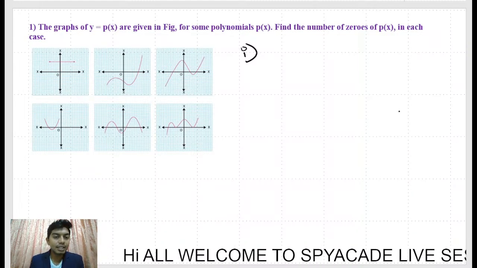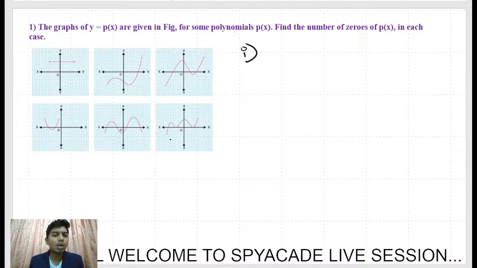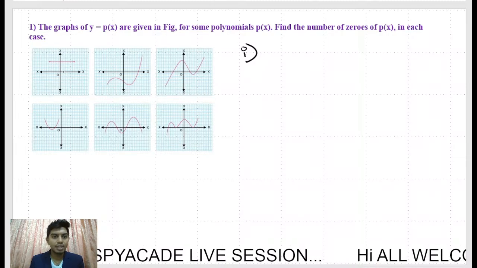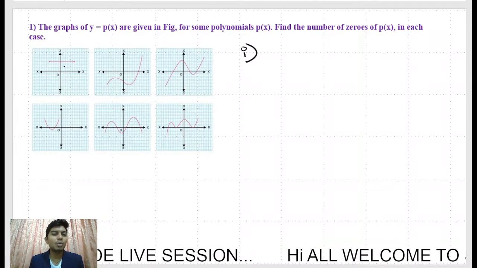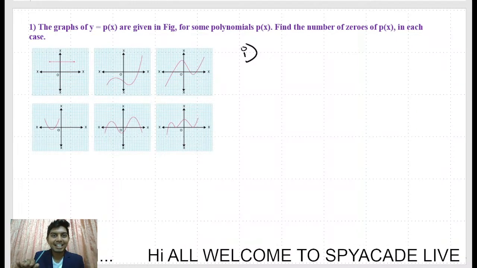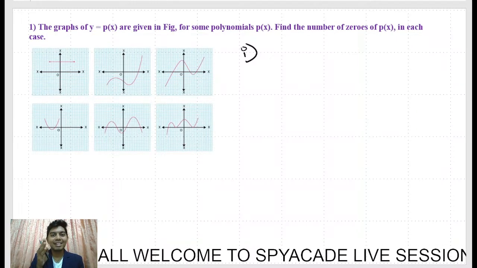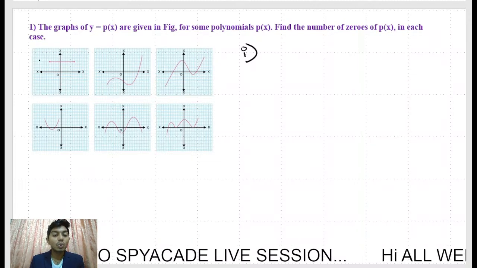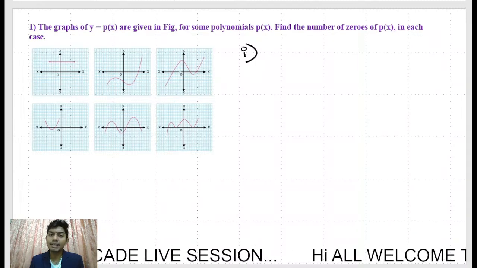Clear? In the first graph, does it touch or cross the x-axis anywhere? No. Yes, it's clear. It's just crossing the y-axis, not the x-axis. What is the x-axis? The sleeping line. And what is the y-axis? The standing line. Vertical, horizontal. Hope everyone knows this. So here it does not touch the x-axis.